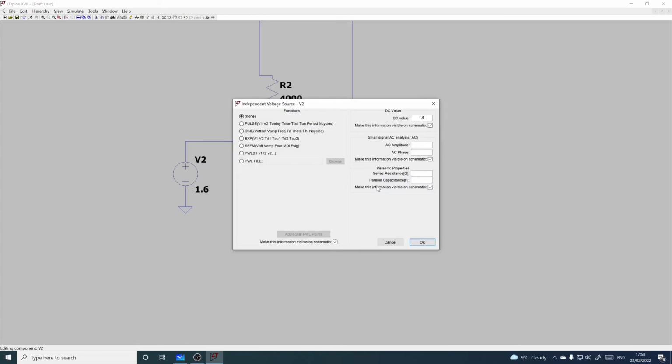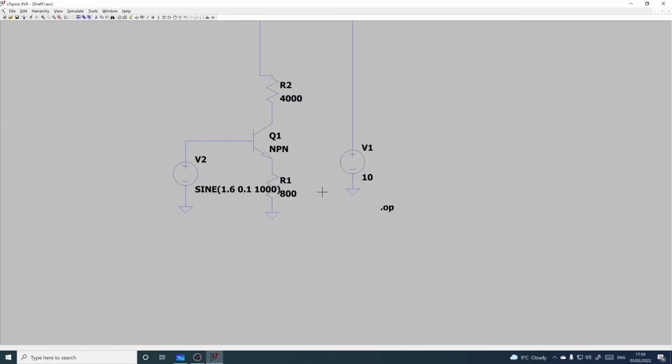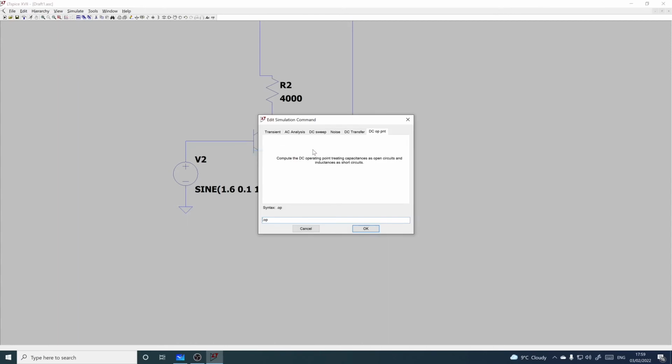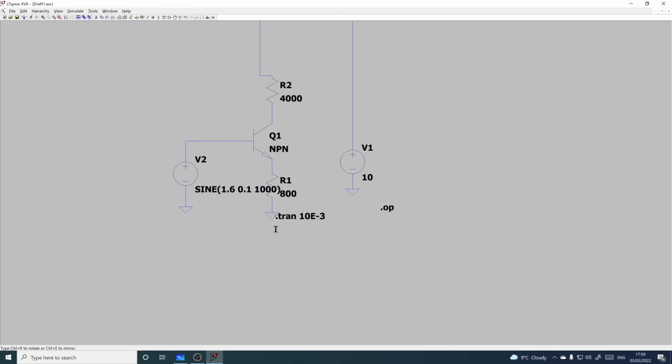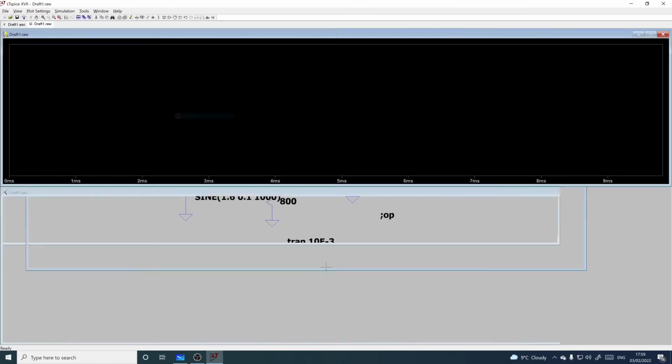So let's do instead a transient simulation, so we can put a sine wave in. So we've got our 1.6 volts offset. I'll put in a relatively small 0.1 volts at 1000 hertz, and then we'll edit the simulation command and say we want to do a transient analysis up to 10e minus 3, that's 10 waves at 1000 hertz.